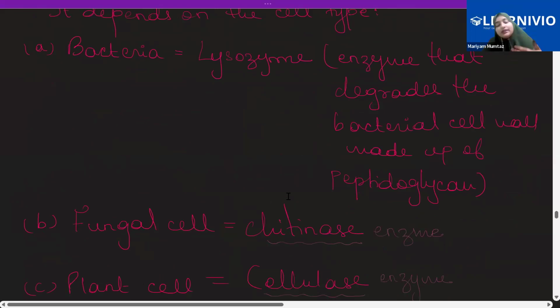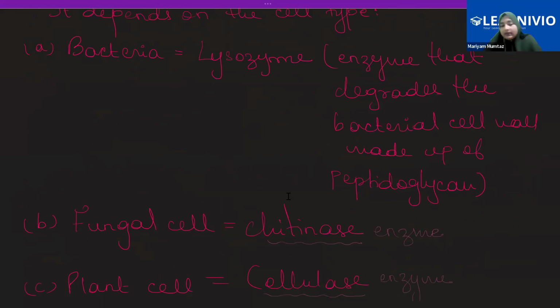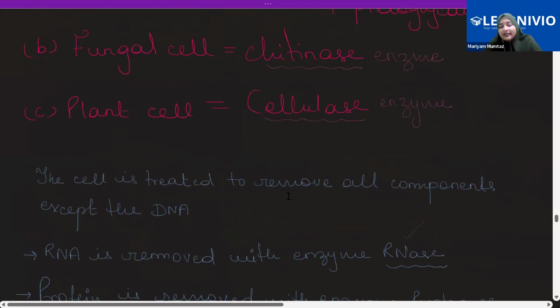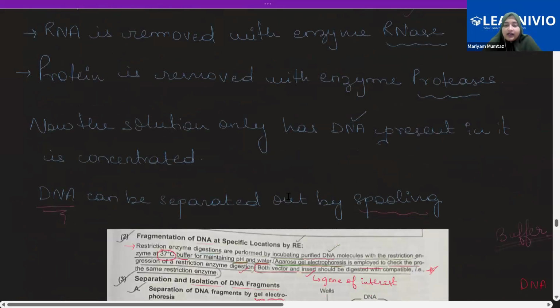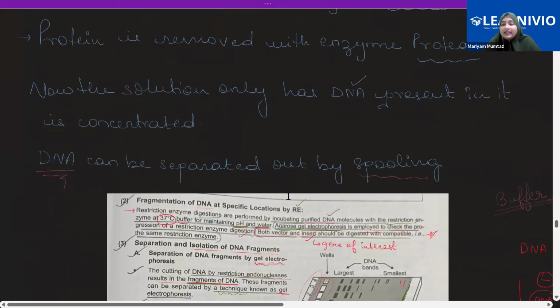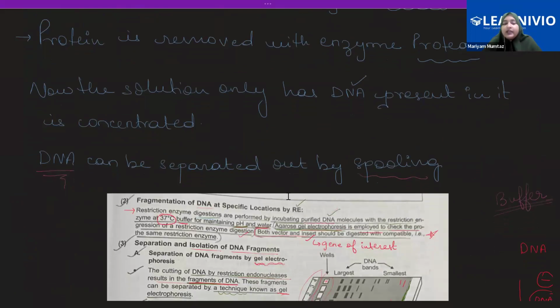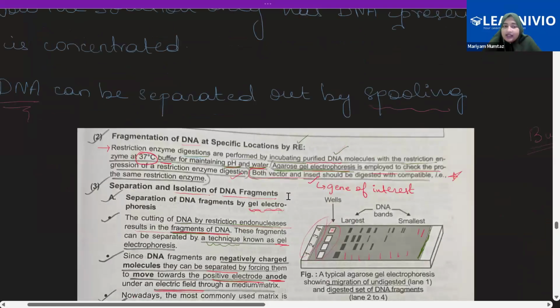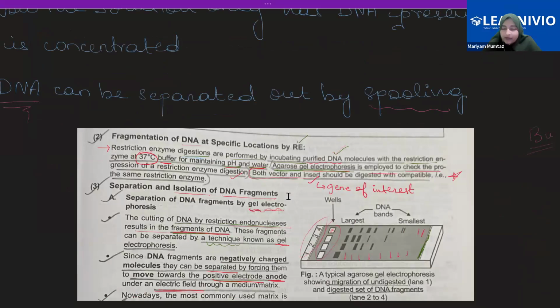Now, since I told you that DNA is not present alone, the other substances also have to be removed. If you want to remove the RNA, you use RNase, and you use protease to remove the protein component. Now the solution only has the DNA present in it. And now the DNA, you can take it out by spooling or by treating it with chilled ethanol. Now, furthermore, the fragmentation is done using the molecular scissors that we call restriction enzymes, right?